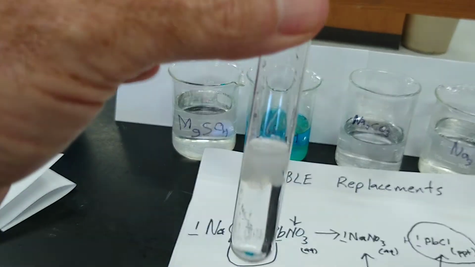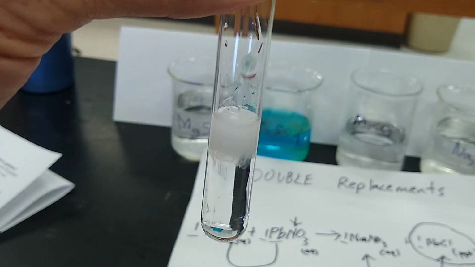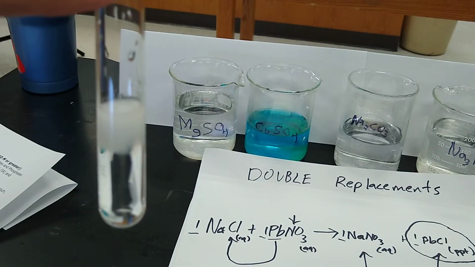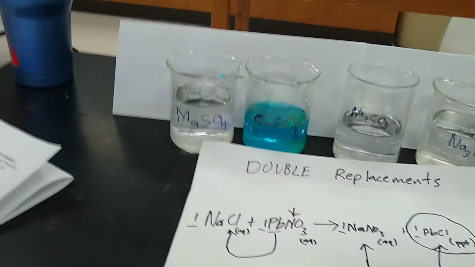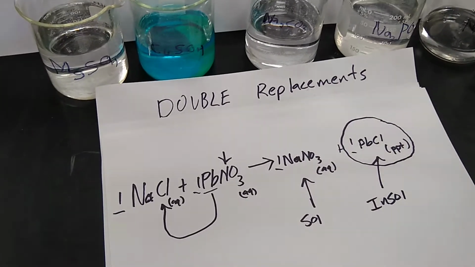Well, you can't see it as well there. See that white gel appearing? That is lead chloride. That's what you're seeing. That is a precipitate, lead chloride. So you just saw this reaction happen. Good for you. Let's do another one.